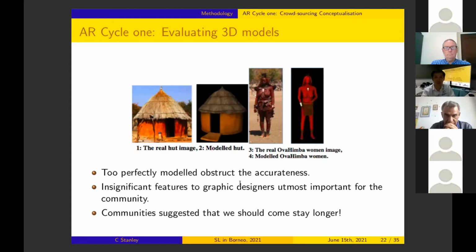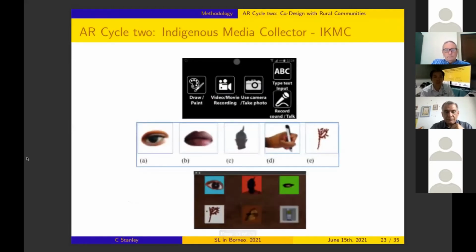So we learned that graphic designers were putting emphasis on other things while the communities were putting emphasis on other things. So you see here, the front part is flat, but here it has a lot of information and details on the dress code.